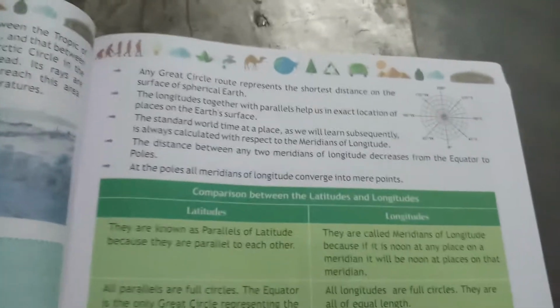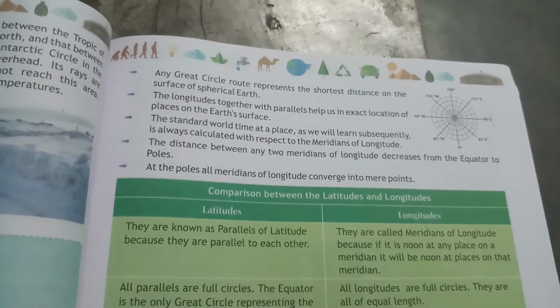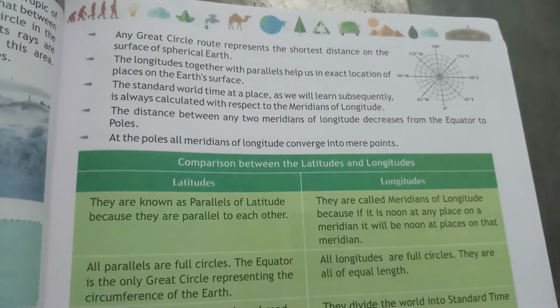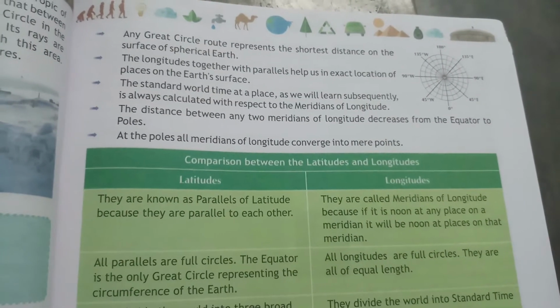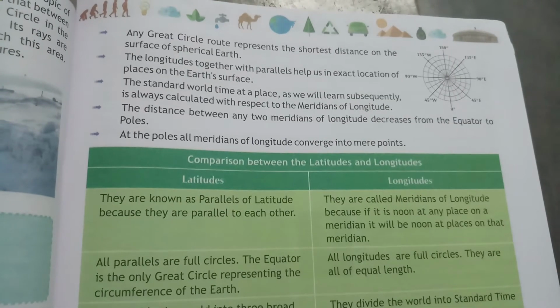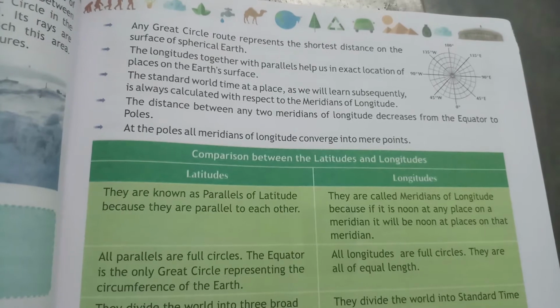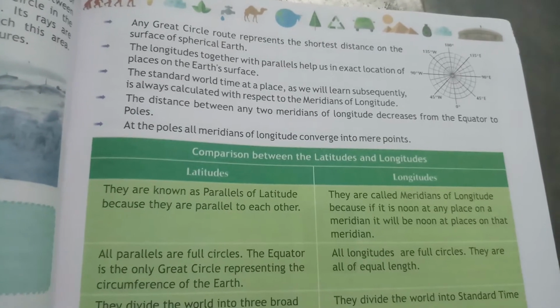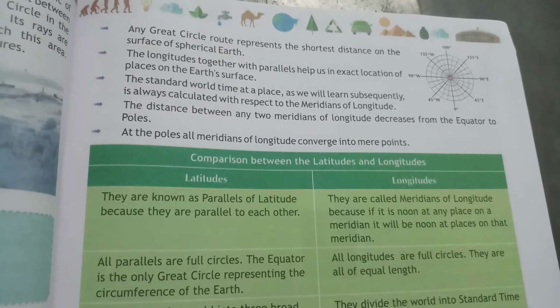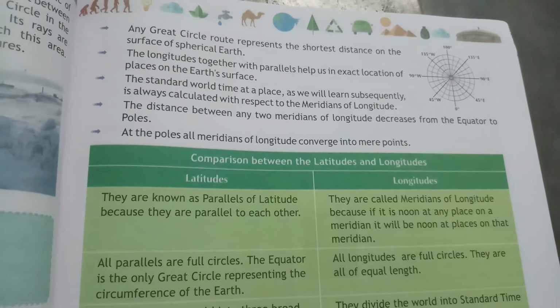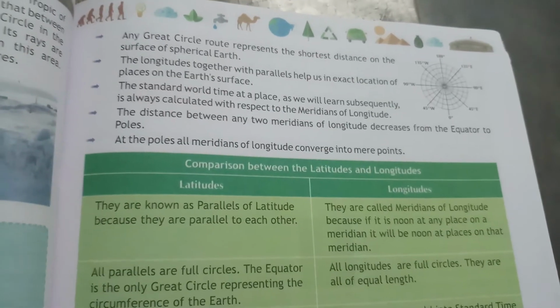Is it clear? If anything else, please ask me. Then, any great circle's route represents the shortest distance on the surface of the spherical Earth. Okay. The longitude together with the parallel lines helps us in finding the exact location of a place on the Earth's surface. Okay, that's all for today.